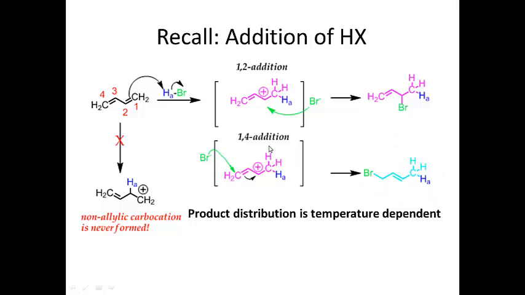The key about this particular reaction is that it's temperature dependent. So the product distribution, whether you get the 1,2 or the 1,4 product, is going to depend on the temperature. The 1,4 product is more difficult to form, and so at higher temperatures this is going to predominate. The 1,2 product is a little bit more easily formed because it's easier for bromine to attack directly at the plus charge. So at low temperatures, the 1,2 product is going to dominate.